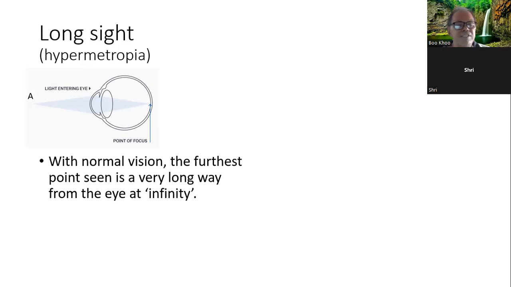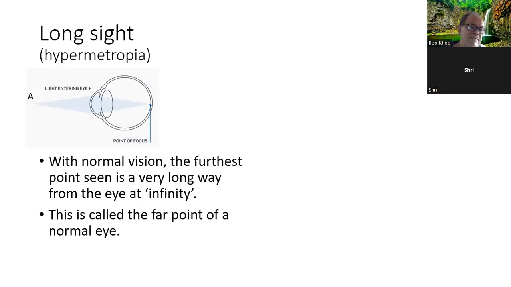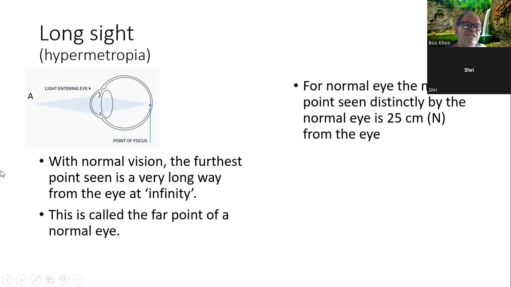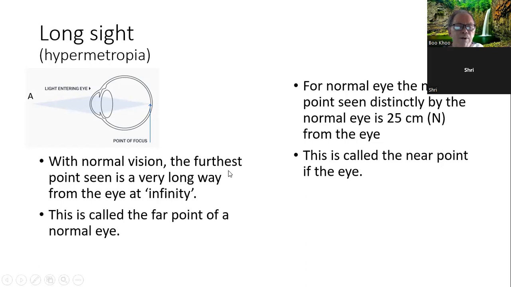With normal vision, the furthest point seen is a very long way from the eye. We call that infinity, very far away. This is called the far point of the normal eye. Okay, so there's a normal eye. That's your far point. We will focus on the retina. For the normal eye, the nearest point seen distinctly is 25 cm. Right? The near point is here, 25 cm from the eye. This is called the near point of the eye.